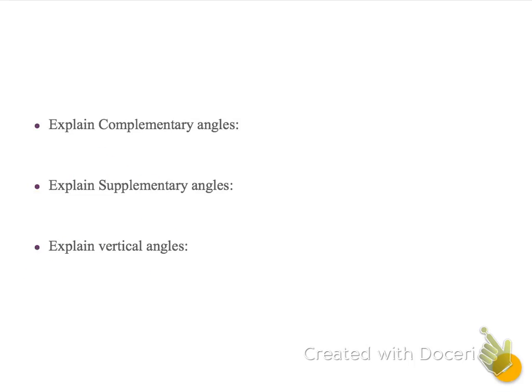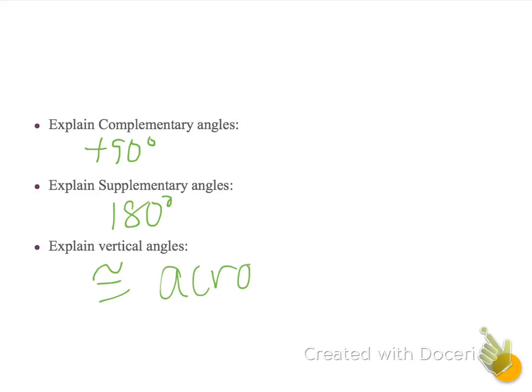Explain complementary angles. They add up to be 90 degrees and they don't have to be sitting next to each other as long as they add up to be 90 degrees. Supplementary, they add up to be 180 degrees. They also do not have to be sitting next to each other. Vertical angles are congruent and they sit across from each other.